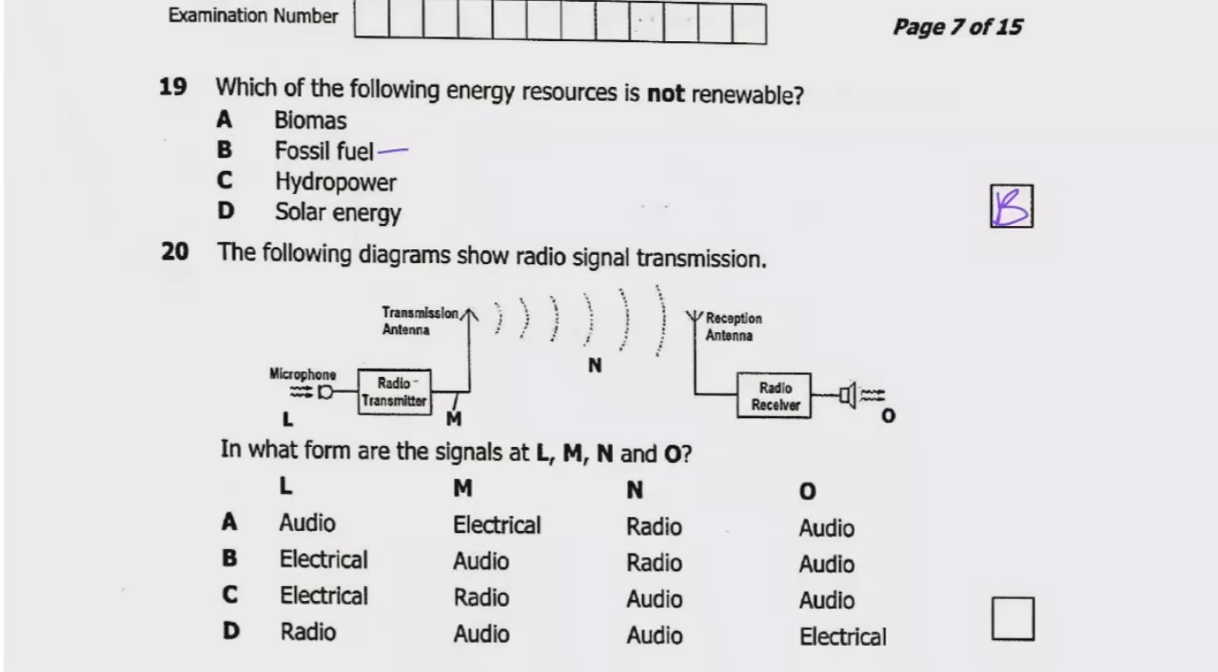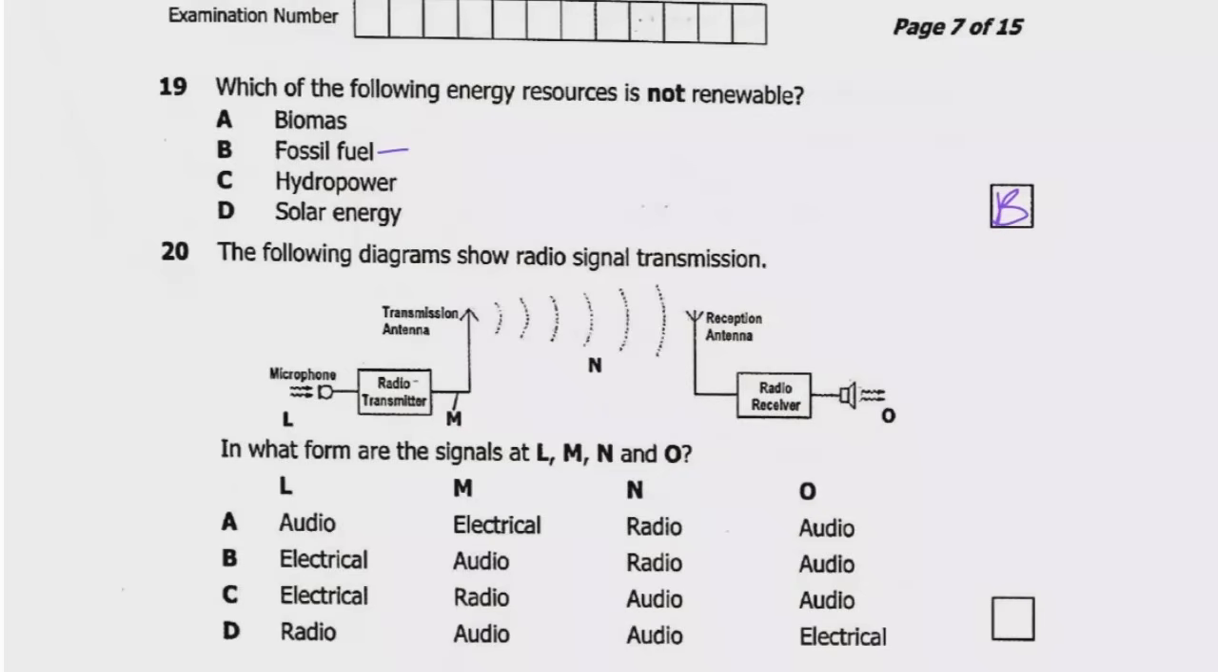Okay, let's go to question 20 and the final question in section A. The following diagram shows radio signal transmission. So we have L, M, N, O there, and we have a microphone, radio transmitter, transmission antenna, reception antenna, radio receiver, and something like a speaker at the end. Now the actual question is, in what form are the signals at L, M, N, and O?